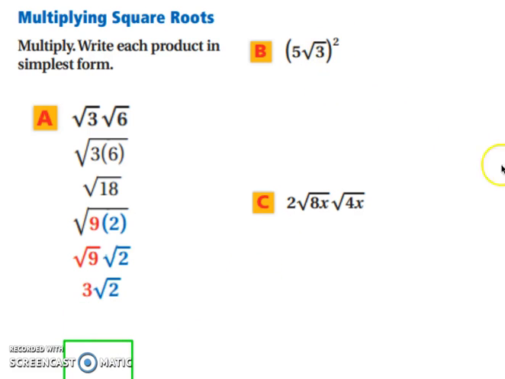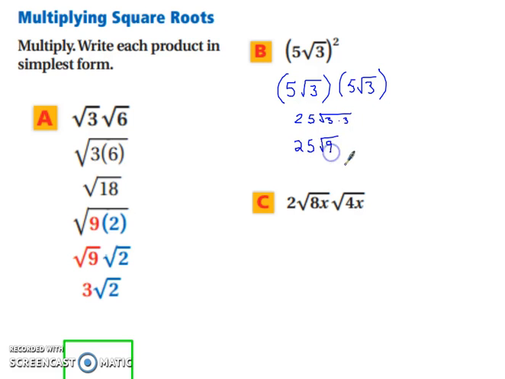So now let's try B. This is like saying 5 square roots of 3 times 5 square roots of 3. Well, 5 times 5 is 25. And then we have the square root of 3 times the square root of 3. So we have 3 times 3 underneath the square root symbol. So we have 25, and then we have the square root of 9. Well, the square root of 9 is 3. So we have 25 times 3, which is 75.